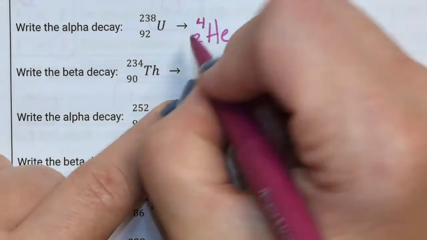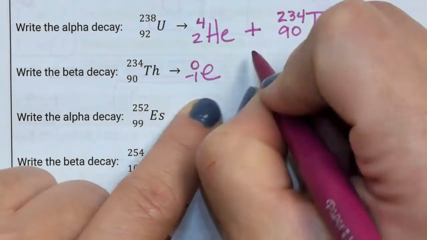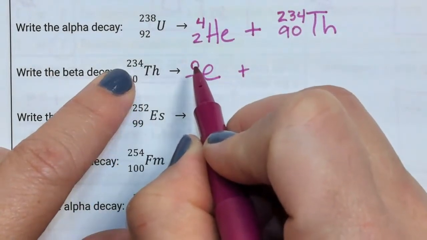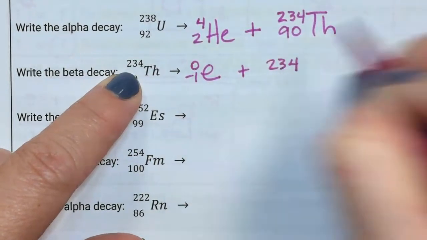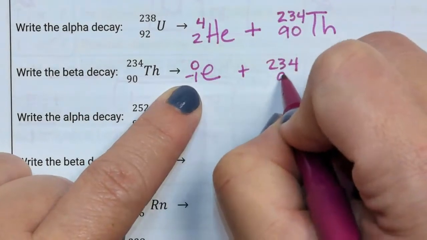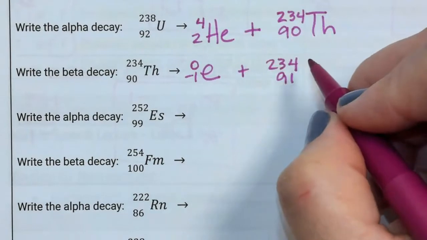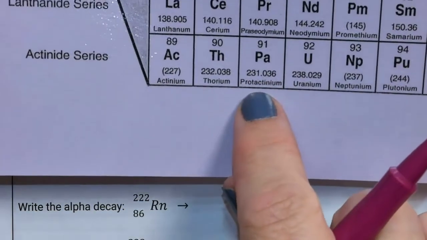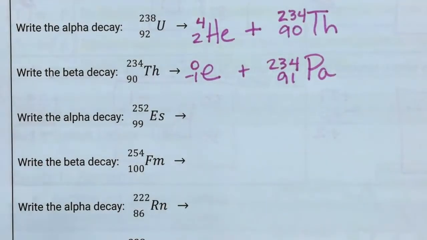A beta decay is where you emit a beta particle, which is a 0 over negative 1 electron. The mass number is not going to change because this is not going to lose any mass when it loses an electron, so the mass number stays the same. The atomic number, on the other hand, is going to go up by 1. That seems weird, but 91 minus 1 equals 90. And then element number 91 on the periodic table is Pa, protactinium. So Pa. So you try the next few.